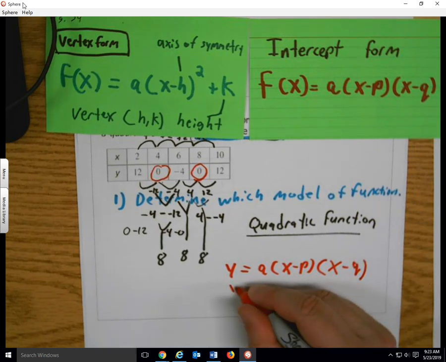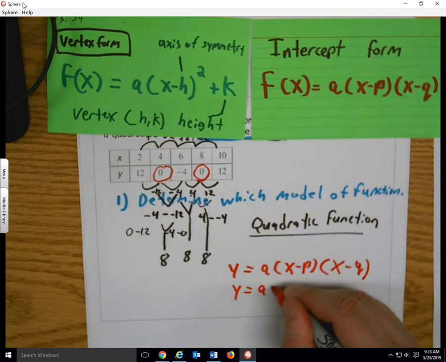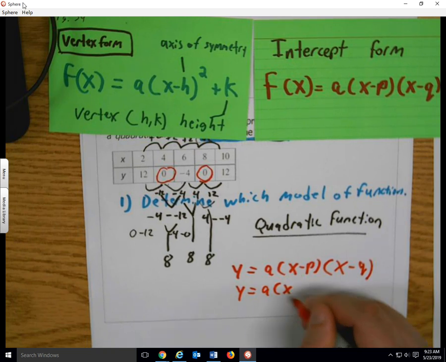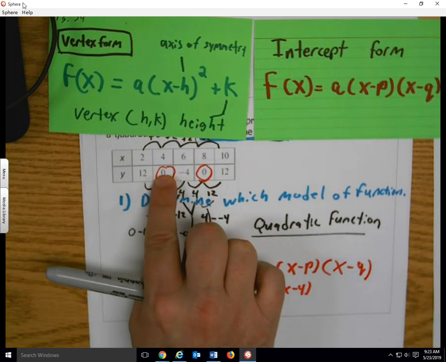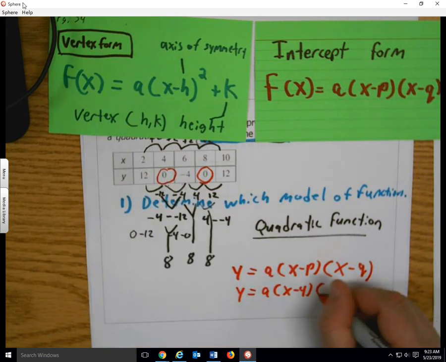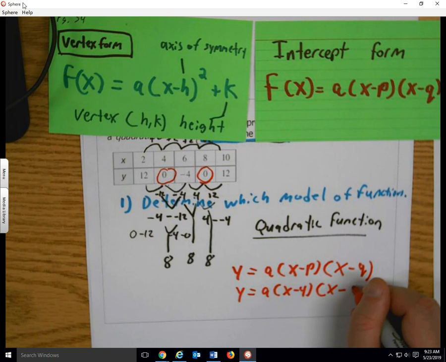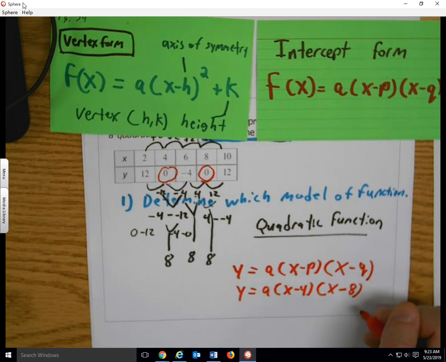So it'd be Y equals A times the quantity of X minus 4 times the quantity X minus 8, because if the Y is 0, the X would be a 4, or 8. What's the next step we would do after we do that?